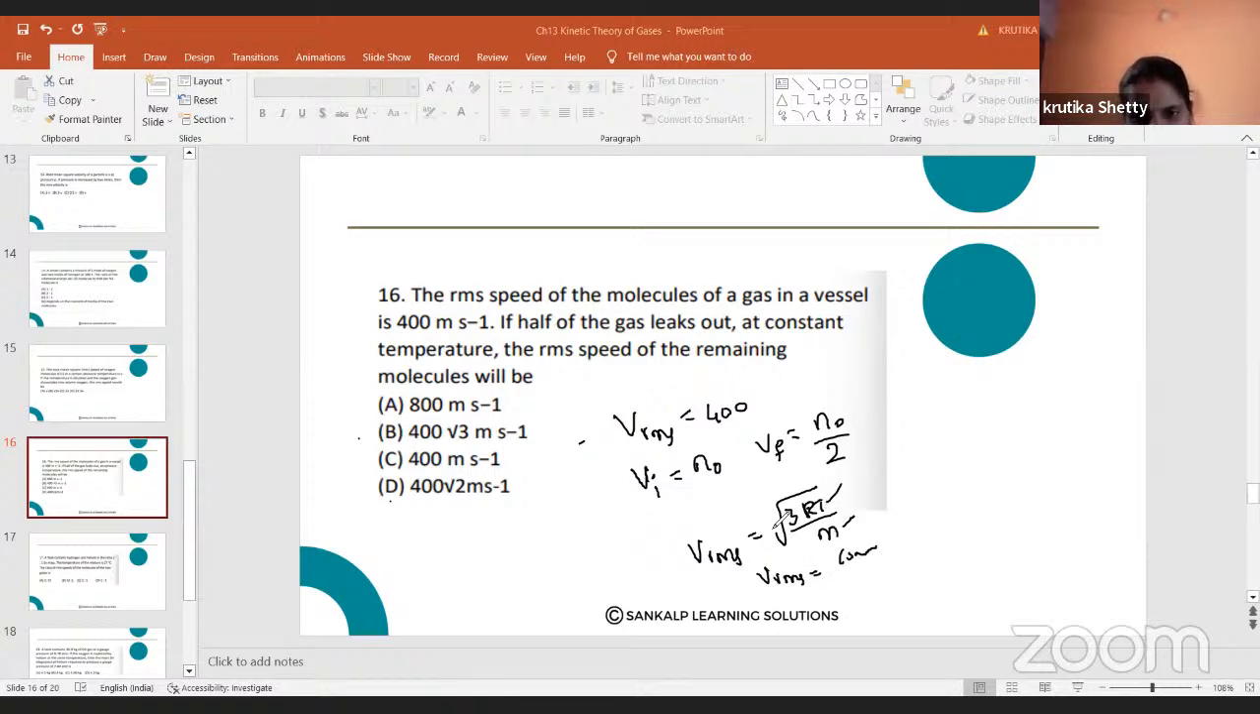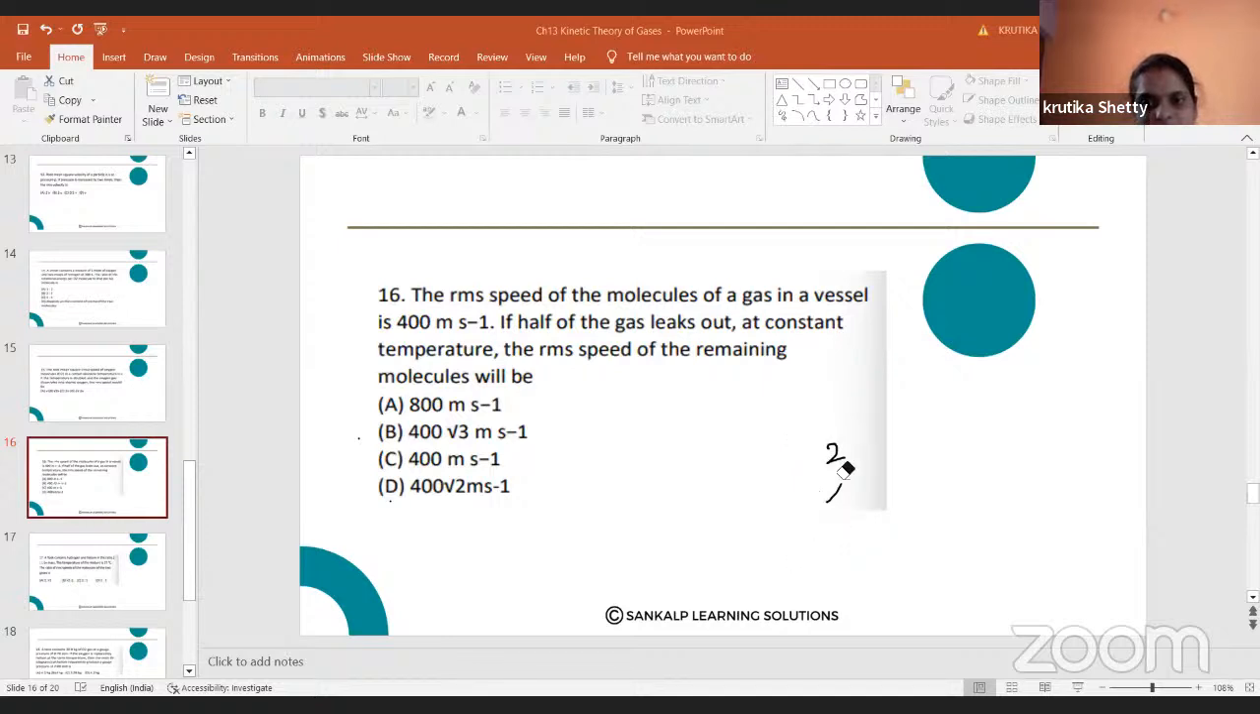So all the terms are constant, so even if it is leaking out, there is no change in the RMS speed. So it remains the same, that is 400. Yes, very good. So everybody is giving the answer, that is 400 meter per second. Why? We have explained that it has no effect with whatever mass is leaking out. Then the next question.